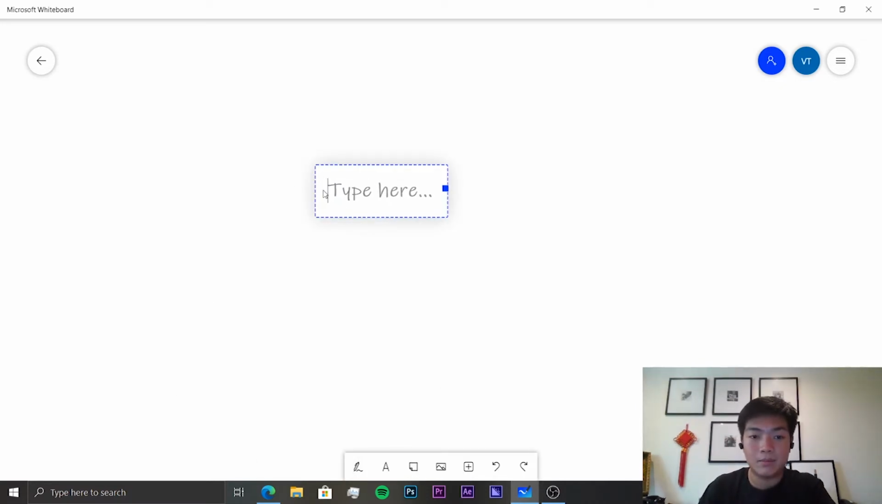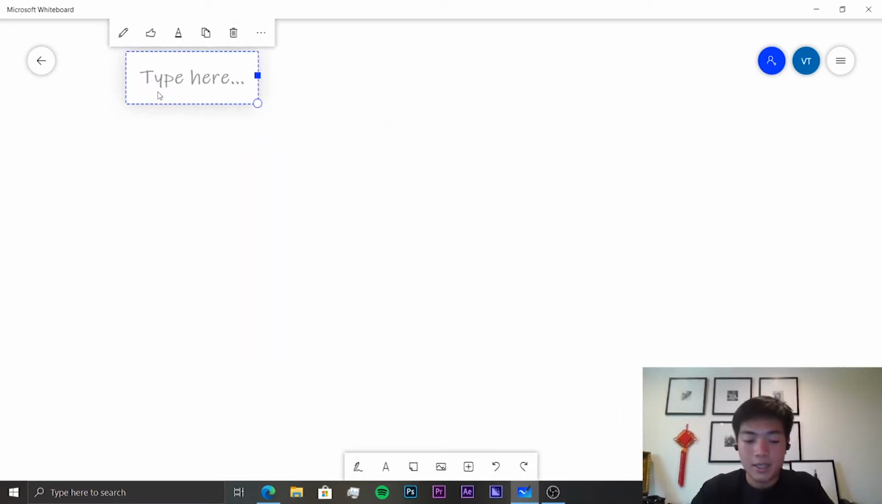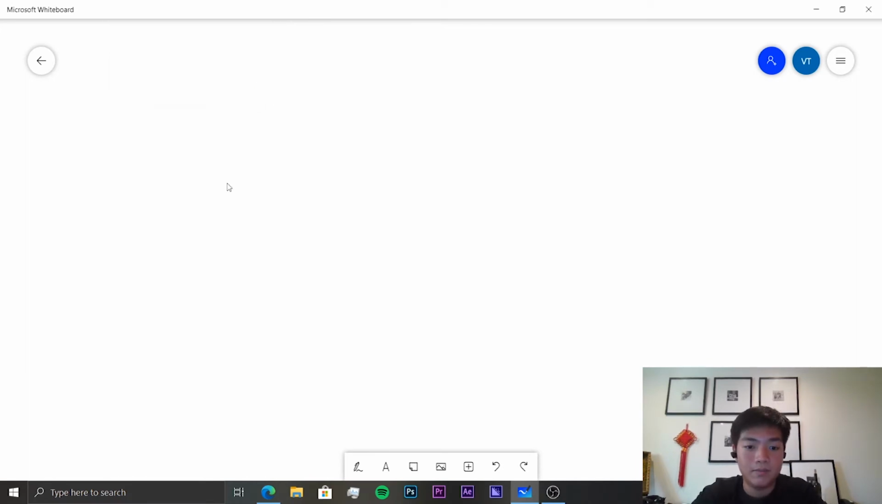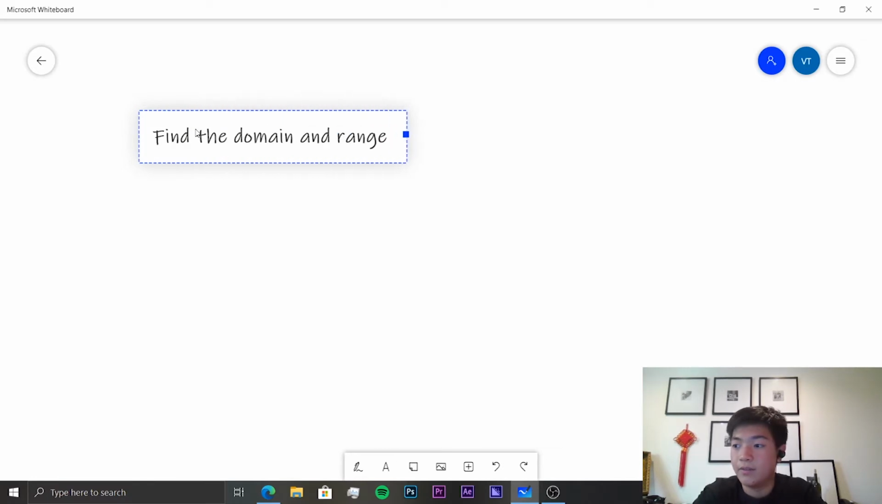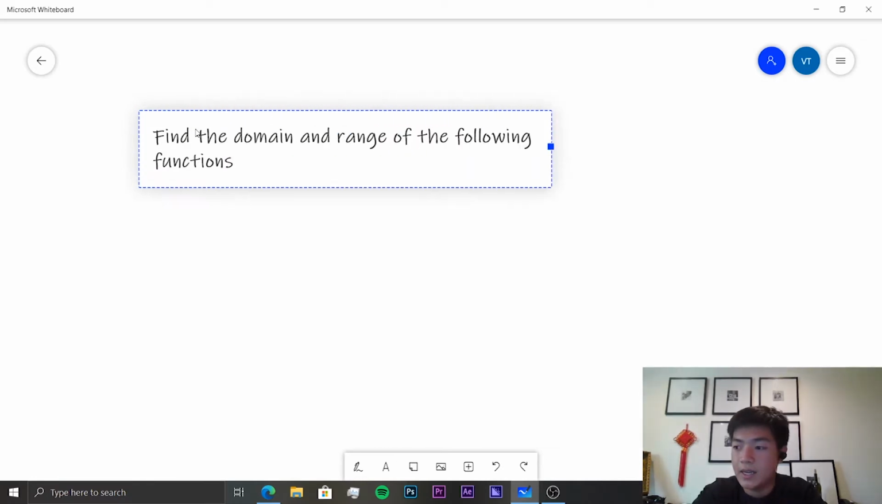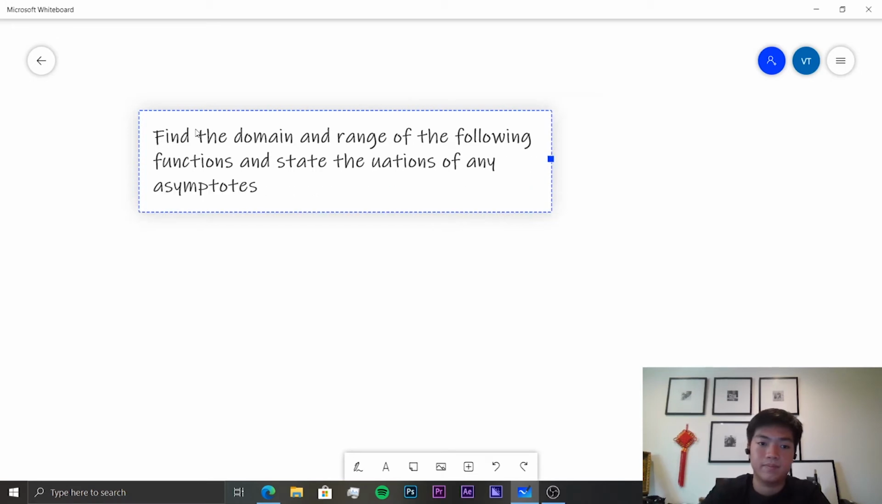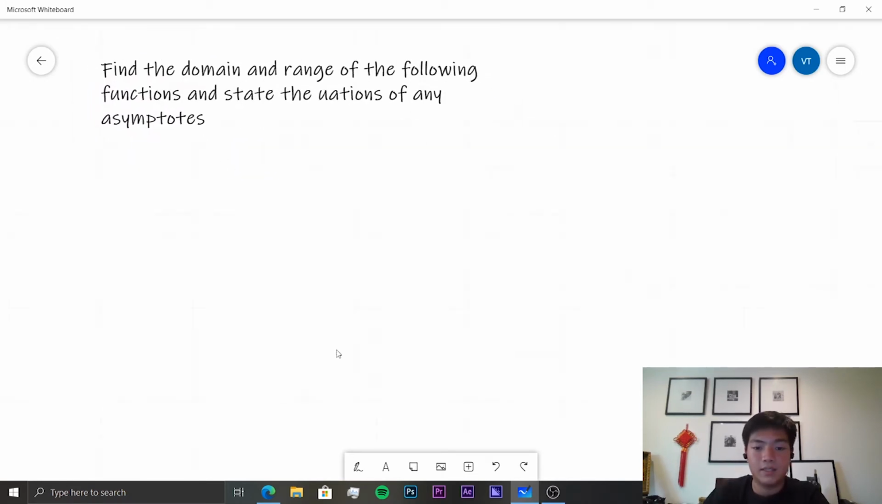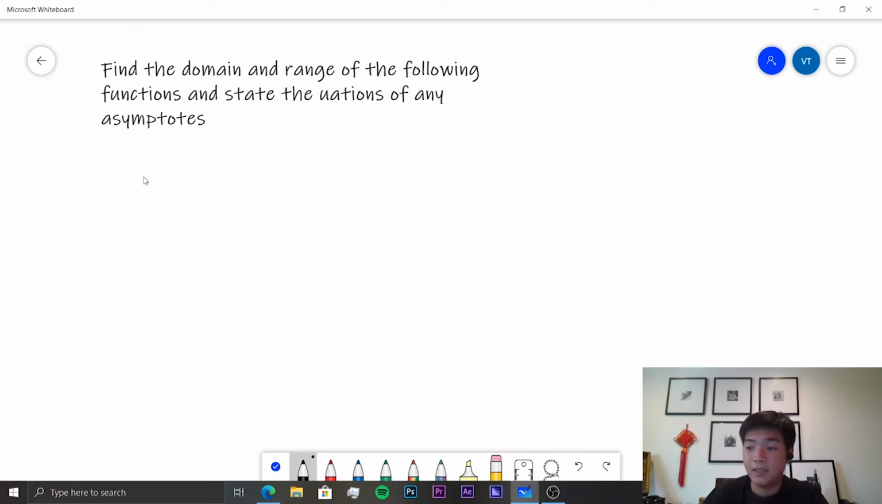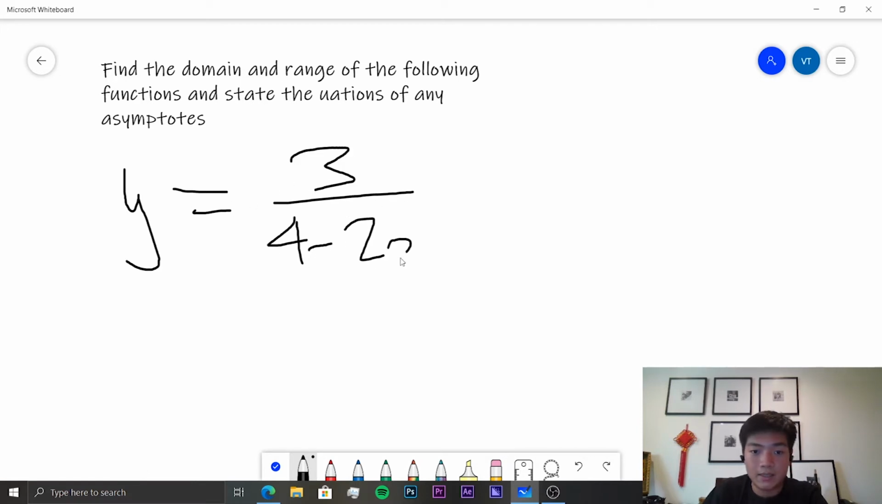So again, we'll do the odd questions. We need to find the domain and range of the following functions and state the equations of any asymptotes. Our first function is y is equal to 3 over 4 minus 2x.